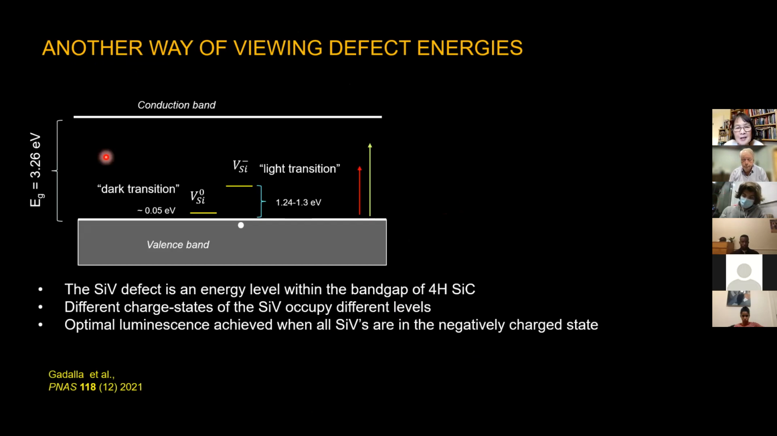So here's the deal. Let's go back to that diagram I told you that semiconductor device physicists look at, which is here's the silicon vacancy, and it's negatively charged. If it weren't negatively charged, here's the energy level of a neutral silicon vacancy. The important thing is the negatively charged silicon vacancy is the one that gives off photons that we can count. The neutral charge silicon vacancy actually gives off a dark transition.